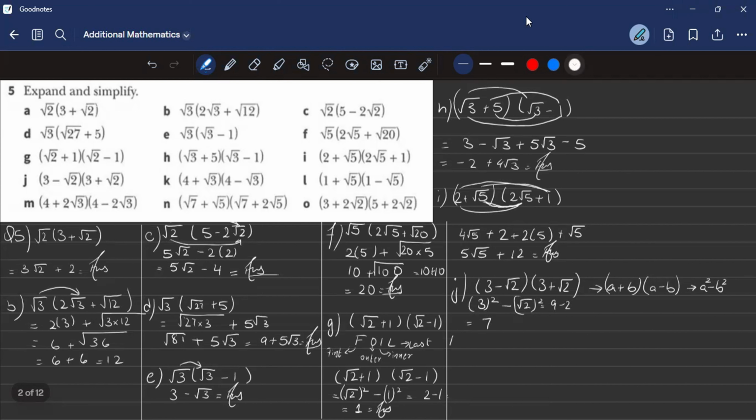For part K, what I'm going to do is 4 plus under root 3 multiplied by 4 minus under root 3. So again, the same formula is going to be repeated here. So 4 plus under root 3, 4 minus under root 3 is 4 squared minus b squared, which is under root 3 whole squared. So 4 fours is 16 minus under root 3 squared is 3. Is equals to 16 minus 3 is 13. And that's our answer for part K.